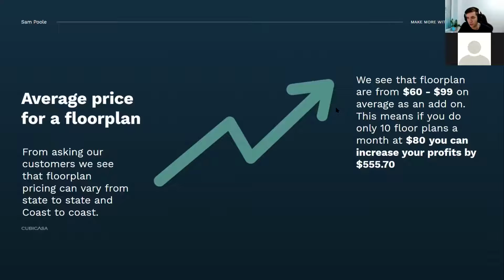So here we can see more diving down into the pricing, so the money that can be made by yourselves. From asking our customers, we see that pricing can vary from state to state, and like I say, coast to coast. The average price of floor plans sold by you is between $60 and $99, and sometimes even beyond that. That means if you were to do 10 floor plans a month at $80, which would be middle ground, you can increase your profits by $555.70. And typically, if a floor plan takes less than 10 minutes, do that 10 times, it's not too bad.